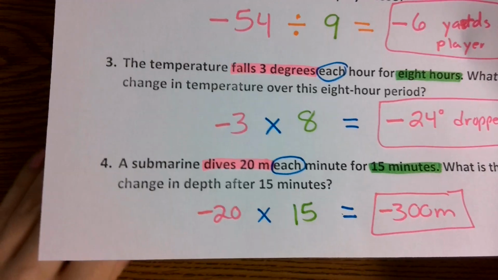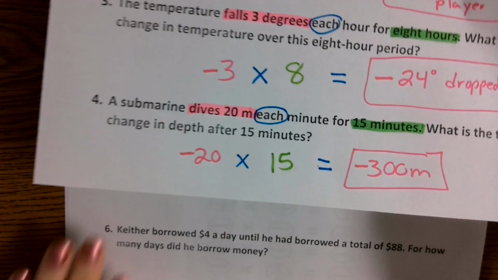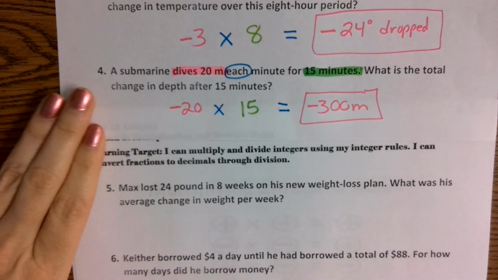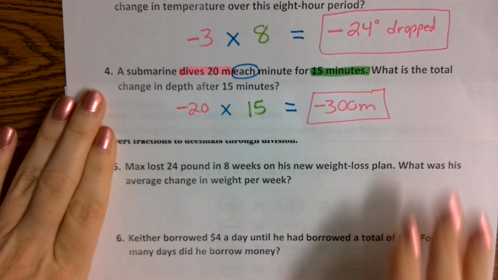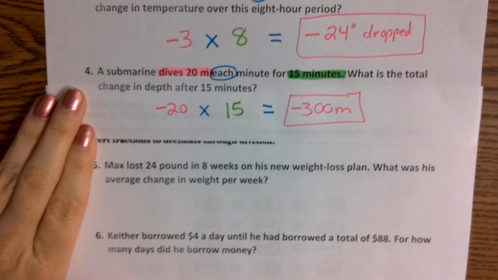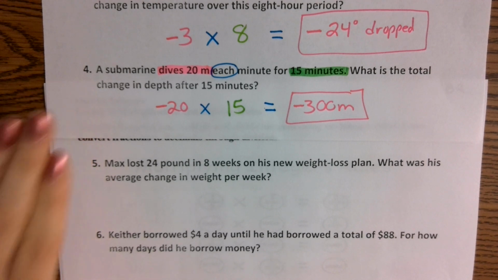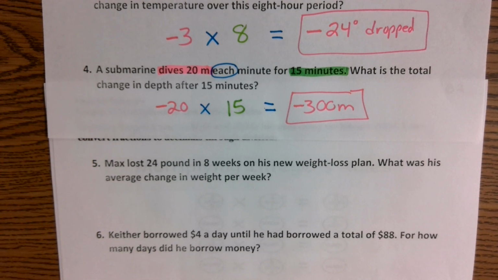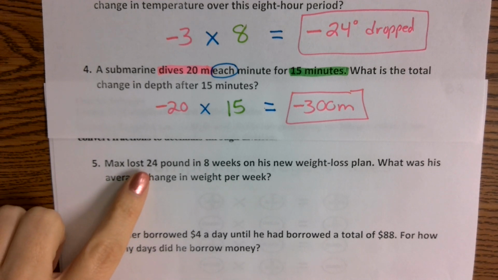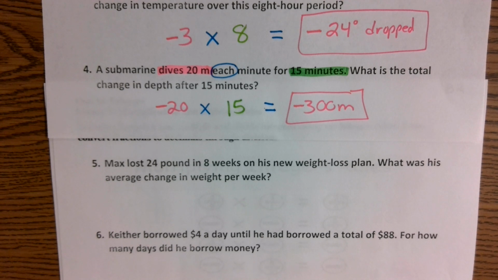Okay, let's go on to the next page. Turn to the next page, I mean. Max lost 24 pounds in 8 weeks. We want to know what is his average drop per week. So he lost 24 pounds over an 8-week period. So how much on average was it each of the weeks? What operation do you think we're going to do then, guys?